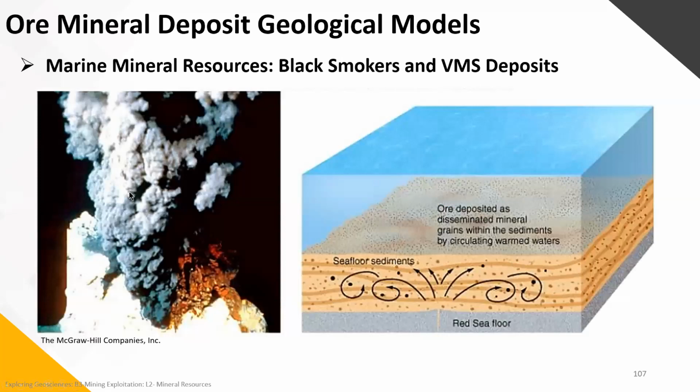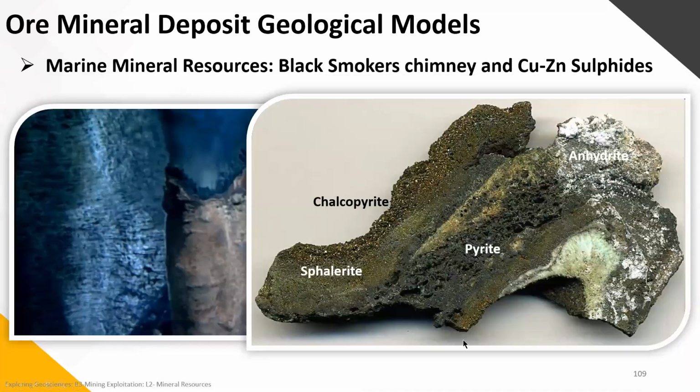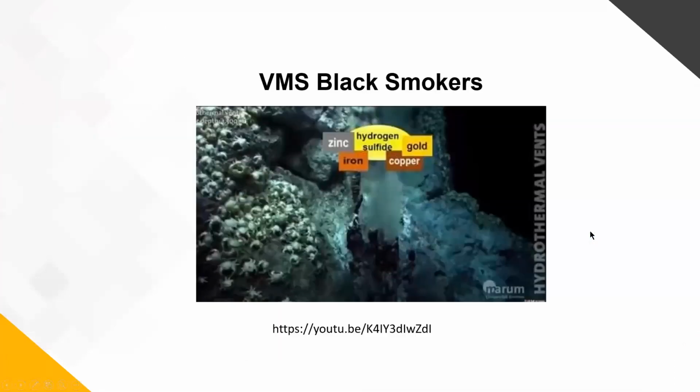An example here, we'll see a video later on. And we have them with the convection zones within the seafloor. A typical black smoker's chimney expulsing metal-rich copper zinc sulfides. An example here of these rocks, rich in pyrite, sphalerite, and chalcopyrite within an anorthosite. This we'll see a bit later on.